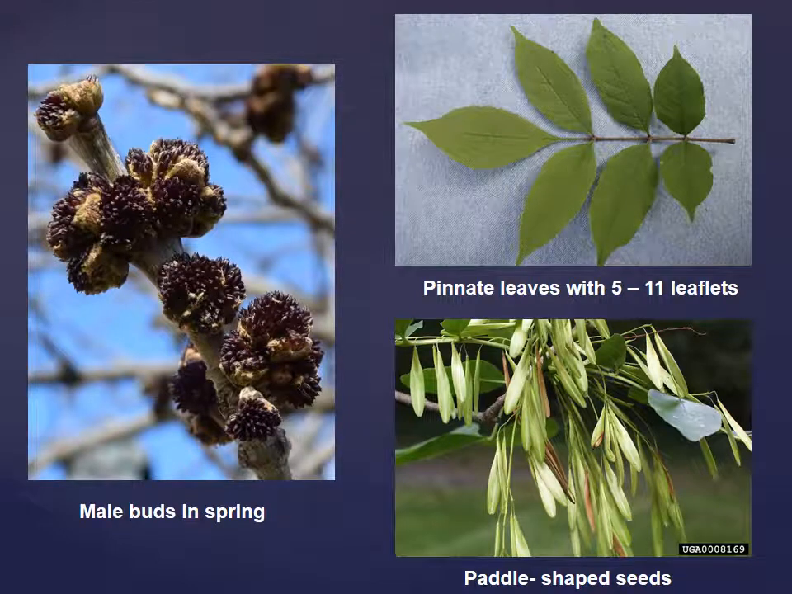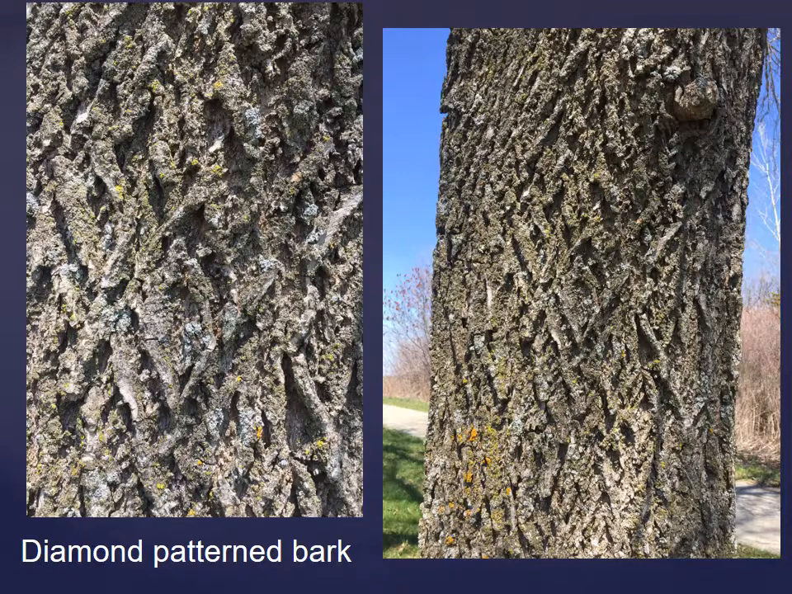You can also identify ash trees by their leaves. Ash trees have compound or pinnate feather-like leaves with 5 to 11 leaflets. Their fruit are called samaras, and unlike maple tree samaras, they are shaped like oars or paddles. You can also often see the pom-pom-like buds of male ash trees silhouetted against the sky in the springtime. The bark of white and green ash trees has distinctive, deep, diamond-shaped grooves.